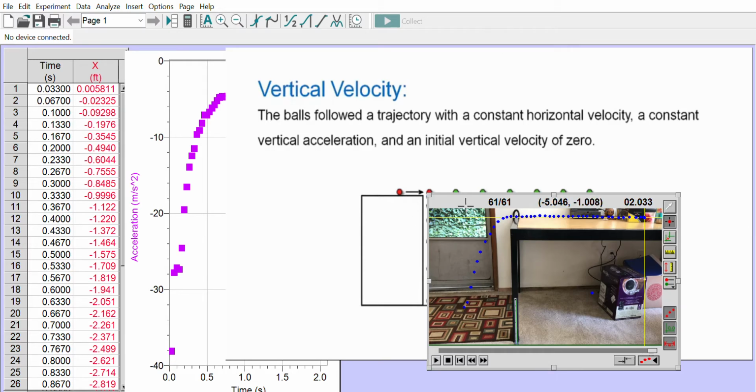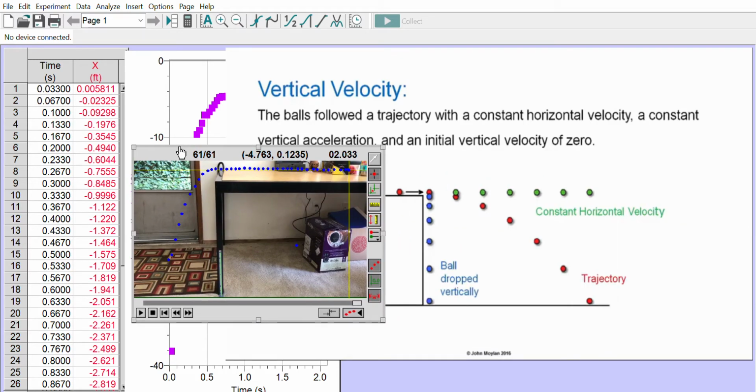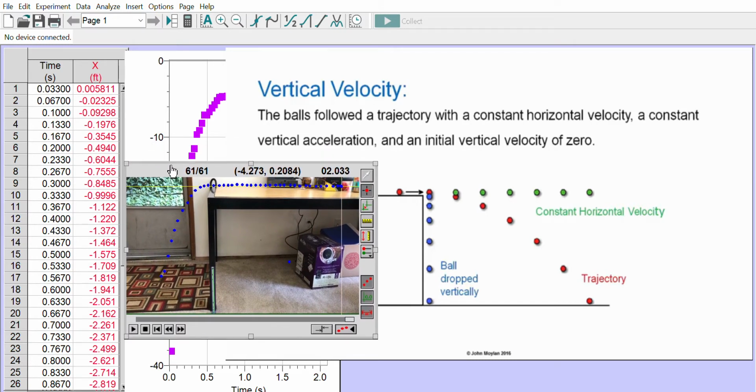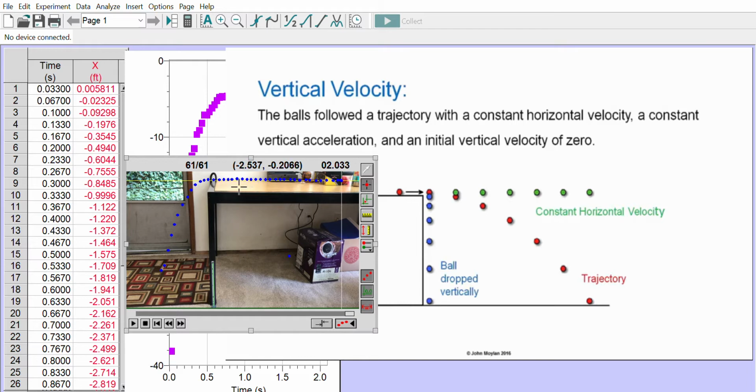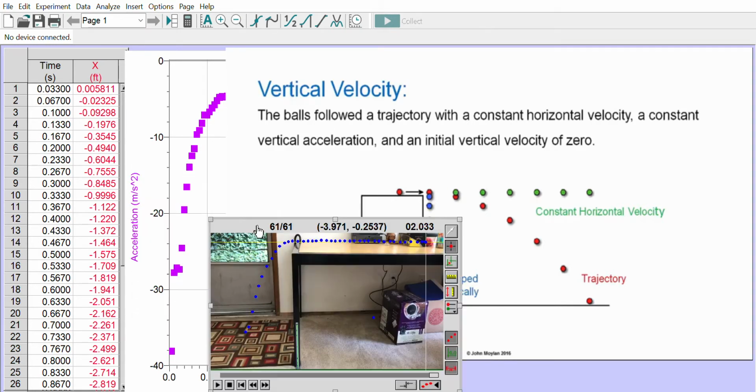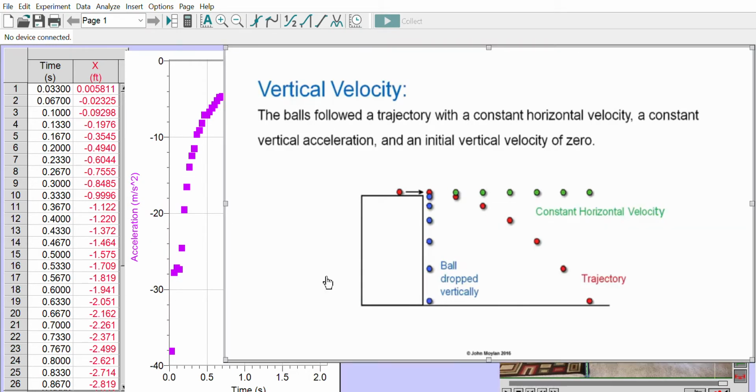Let me pull up a side by side so we can see it. I'm trying to align the tables. So this is my table right here, and I would have my constant horizontal velocity here, and the ball dropped vertically. That would be the constant vertical acceleration due to gravity, and the trajectory of the motion would be right here, shown in the blue dot on the video and the red dots on the picture here. Okay, so let me try to tidy this up.